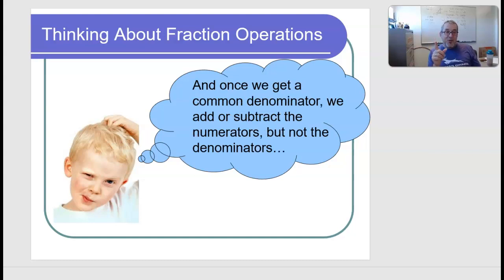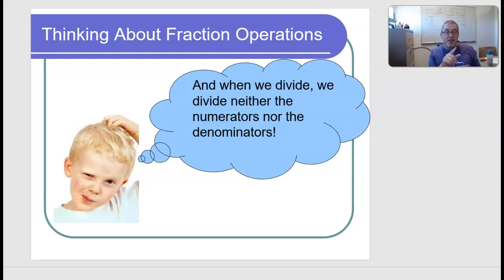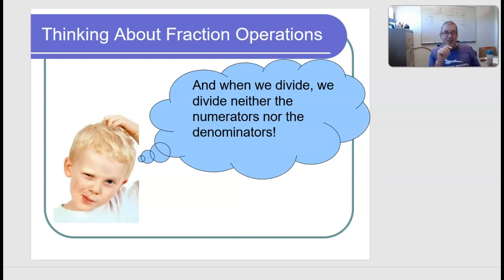With addition, once you have a common denominator, you add just the numerators, keep the denominator as it was. With multiplication, you multiply both numerators and denominators straight across. But with division, you don't divide. In fact, what you do with division is you keep the first fraction, you change the division to multiplication, you take the second fraction and flip it, and then you multiply. What? Do you see how this could be so confusing?